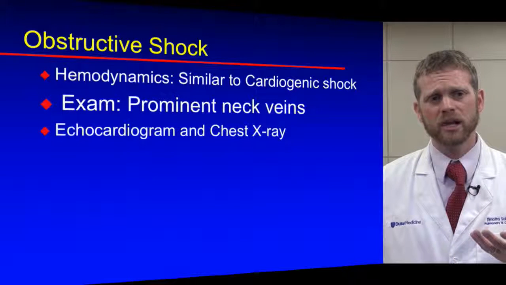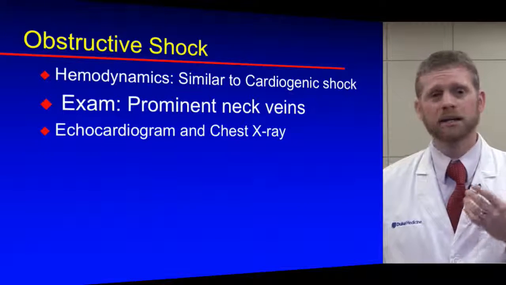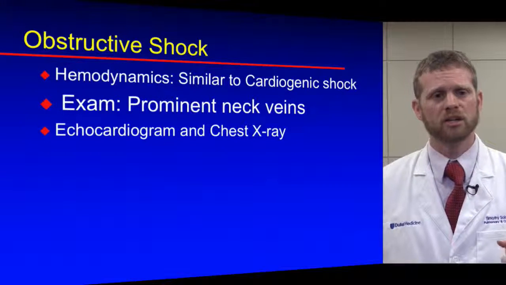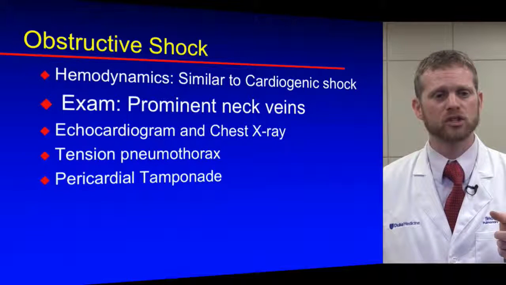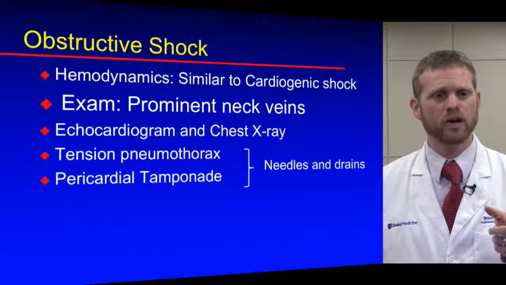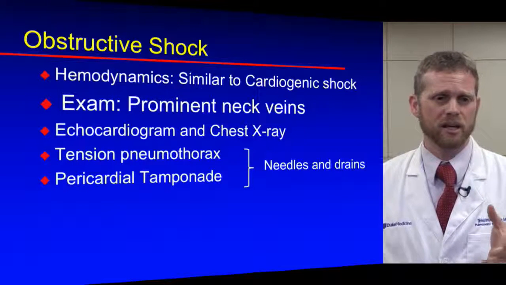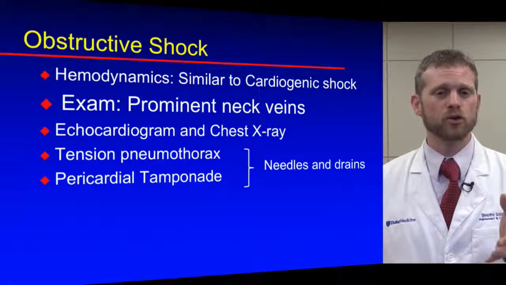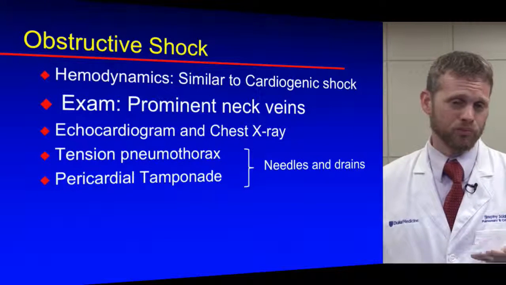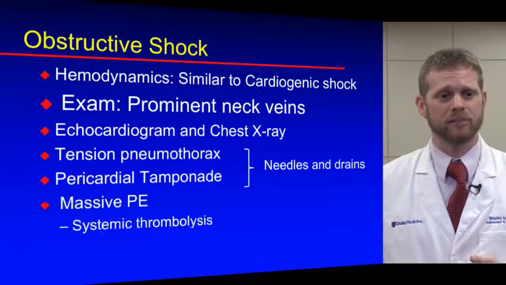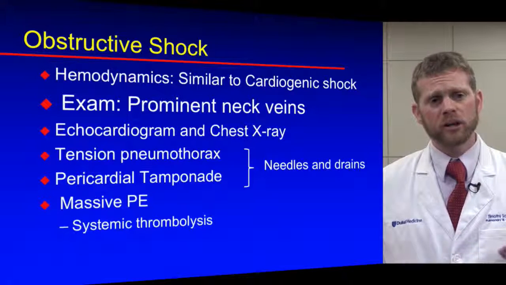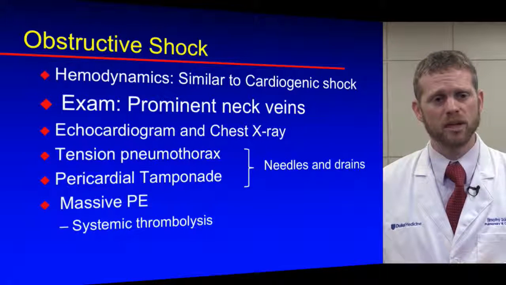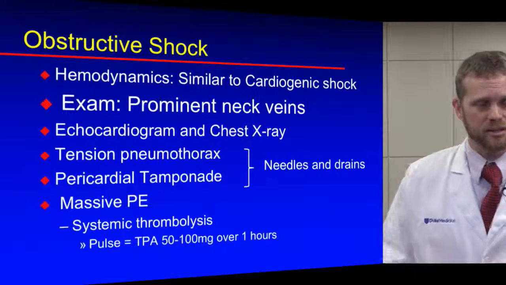The other thing that you want to consider in obstructive shock is very early on getting an echocardiogram and also getting a chest x-ray, because that can really help you narrow your differential. Pretty early on, if you get a chest x-ray and an echo, if you find tension pneumothorax or pericardial tamponade, those patients are going to need needles and drains. The other thing in obstructive shock that you might find is a massive pulmonary embolism, and those are patients who are going to need systemic thrombolysis.